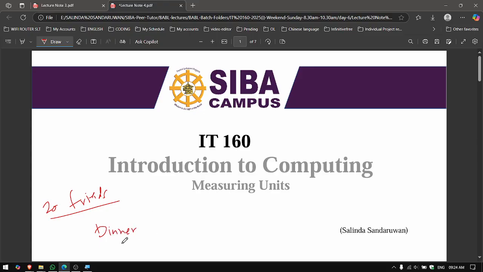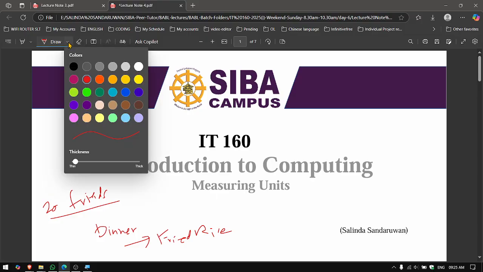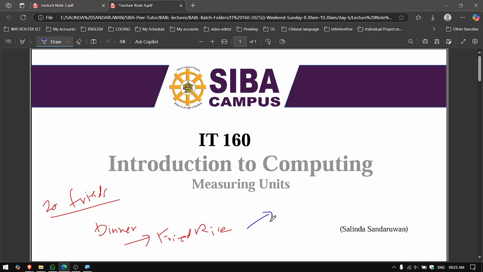So you need to prepare a fried rice. For that, you should buy rice. I'm not good at cooking, but let me assume you need 5 kg of rice, 5 kilograms of rice. So here we have used the measuring unit, kilograms.